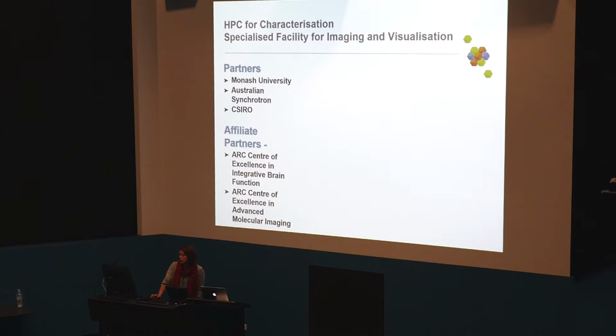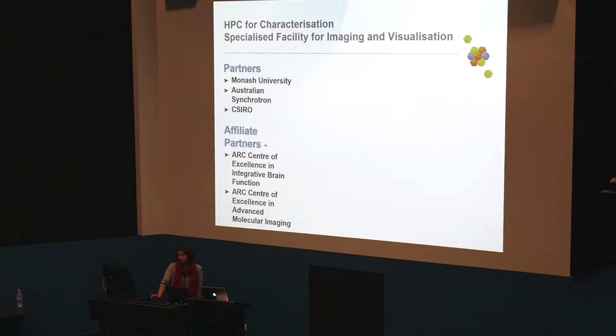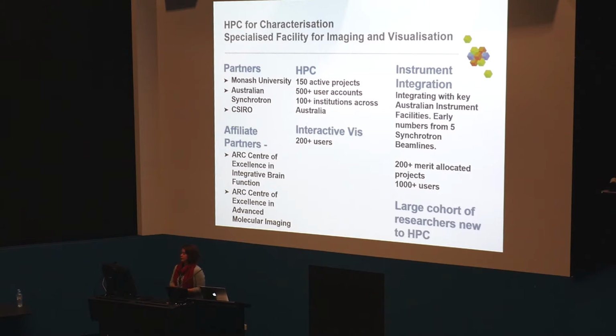Massive. We are partners with Monash University, the Australian Synchrotron, and CSIRO, and we provide the facility for imaging and visualizations to our partners, especially the Australian Synchrotron in this case. We are also the leading affiliate partner for the Center of Excellence in Integrative Brain Function and the Center of Excellence in Advanced Molecular Imaging. We have around 150 active projects, 500 plus user accounts, and a lot of institutions across Australia.